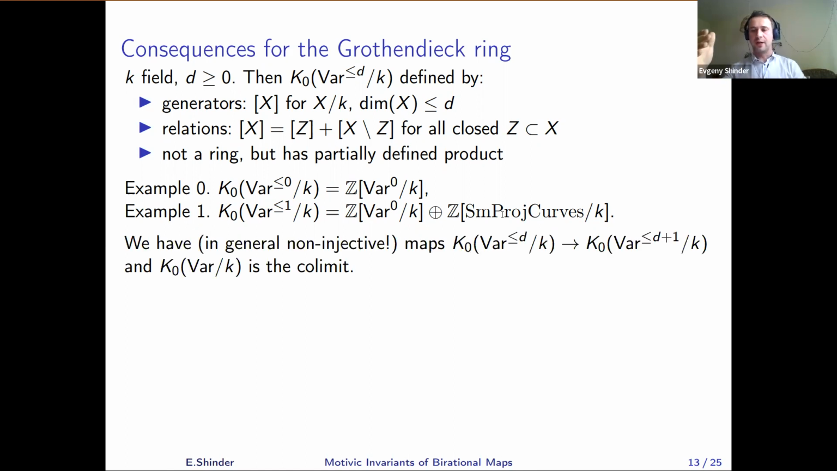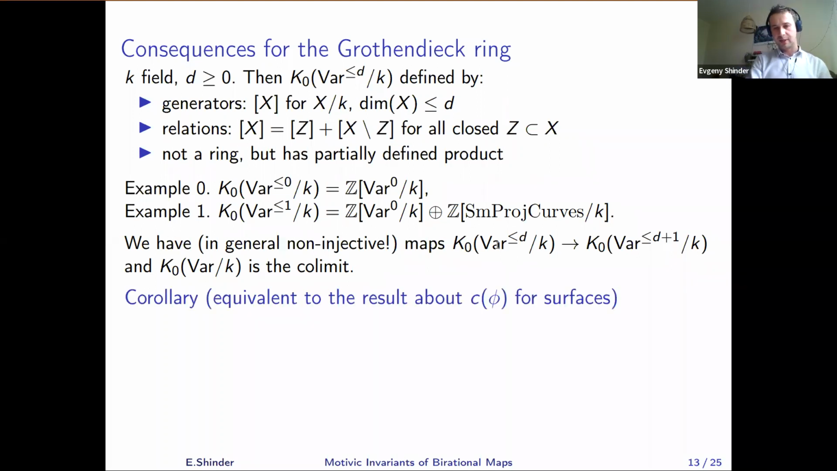In general, the Grothendieck ring is the limit, or the co-limit, of these maps. So we have varieties of dimension up to D, mapping into up to D plus 1, and we take the co-limit, we get the Grothendieck ring. And as we'll see, the maps are not injective, and that's quite interesting. This is about adding these higher dimensional cells to make equalities where there were no equalities previously.